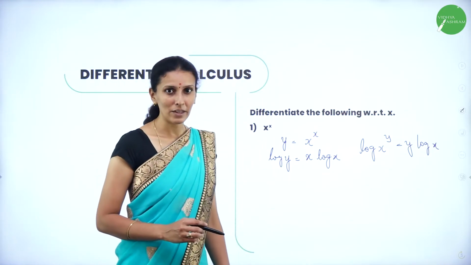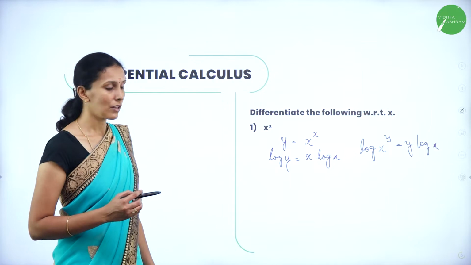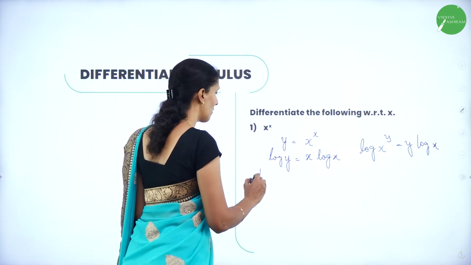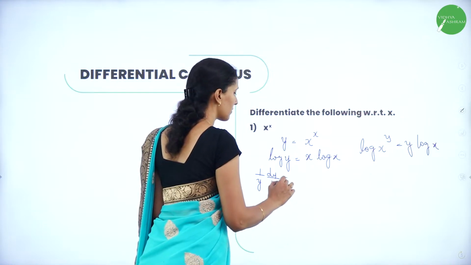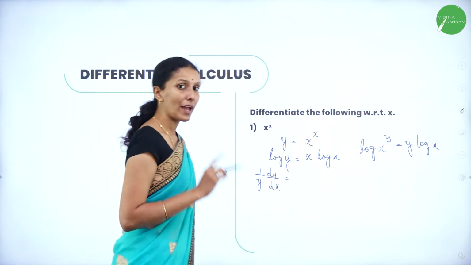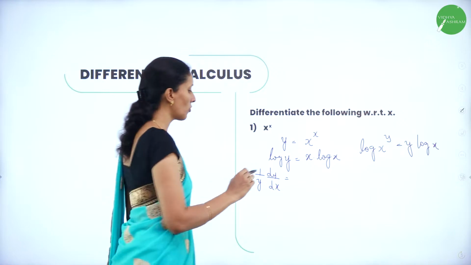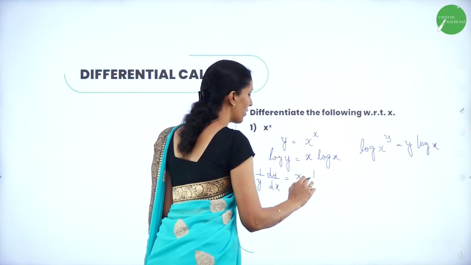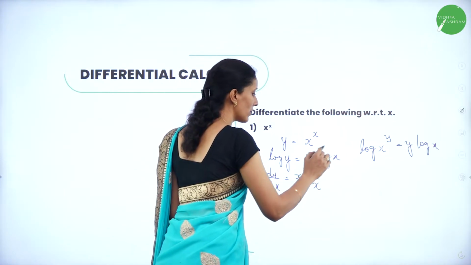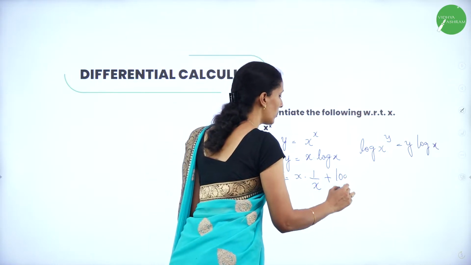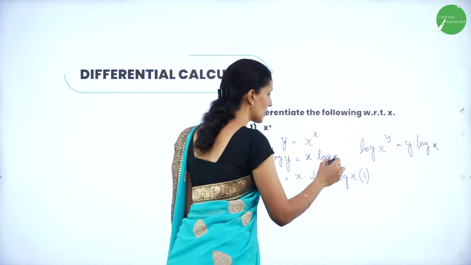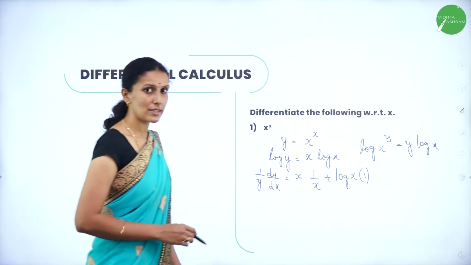Again, we have an implicit function. Use the rules of implicit function. Log y is 1 by y into dy by dx. x into log x, we have two functions. Use the product rule. First function into differentiation of the second, that is differentiation of log x is 1 by x, plus second function into differentiation of the first, that is log x into differentiation of x is 1.